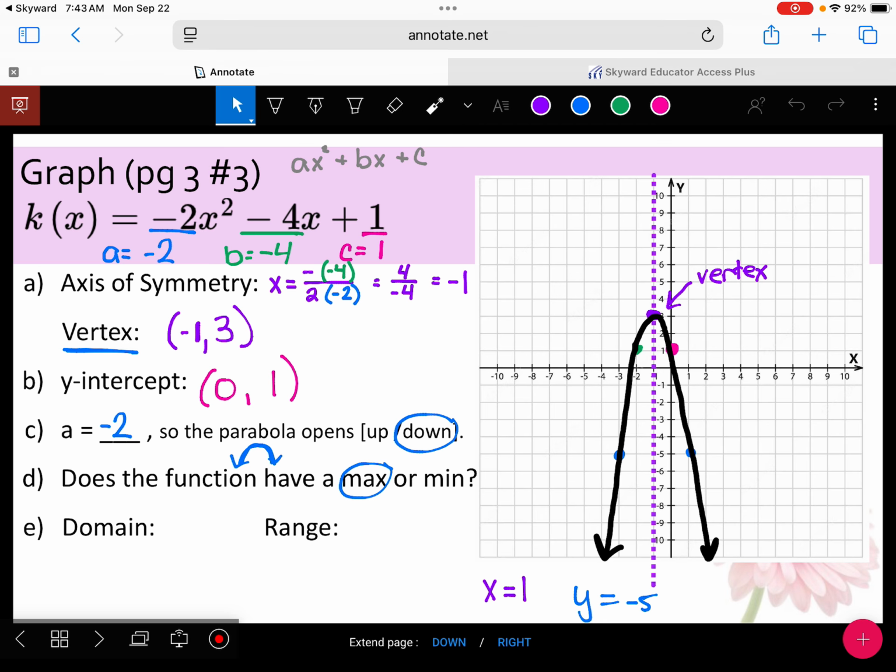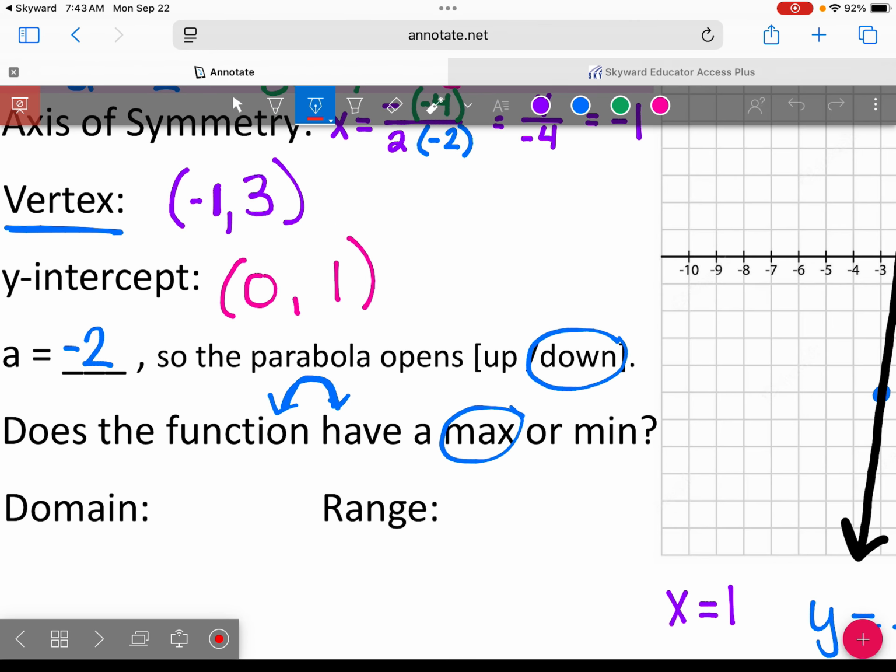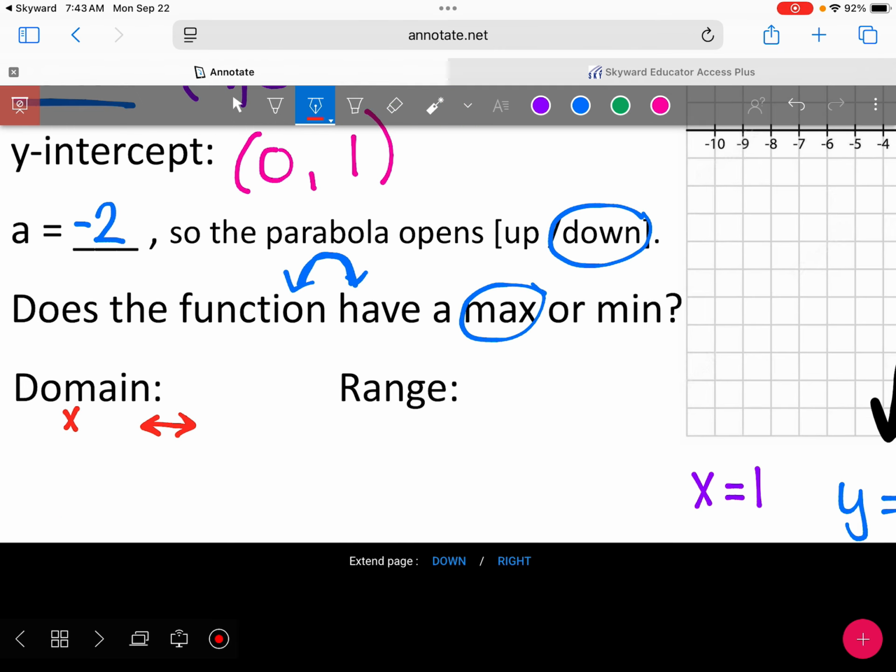What is our domain for this picture? Remember, domain is everything to do with our x's, which means how far left and how far right. It'll be negative infinity up to positive infinity. And in fact, that will be the domain for every single parabola we graph ever. Ever. That is always the domain of a parabola. So anytime we have an x squared, a quadratic, it will have that domain. For every last one of them. Every single one.